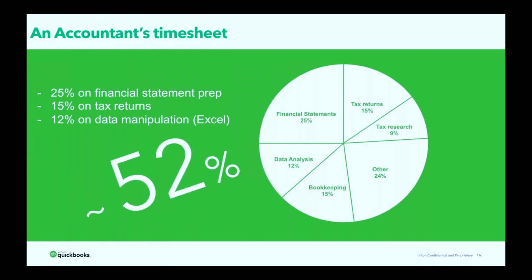Let's start by analyzing an accountant's typical day. Accountants and bookkeepers spend an inordinate amount of time working on financial statement preparation, tax returns, and manipulating data in Excel. In all, it means that accountants spend about 52% of their time working on year-end processes. And Intuit looked at these statistics and thought, what can we do to make this process more efficient?